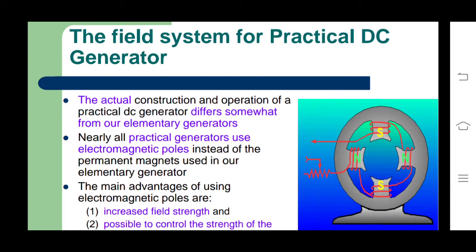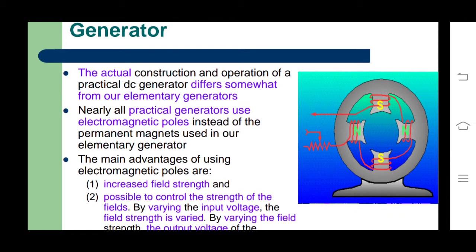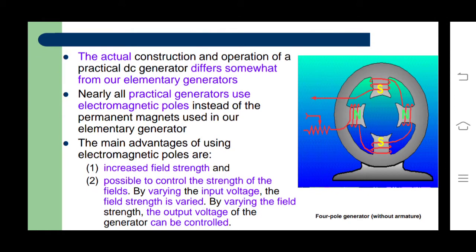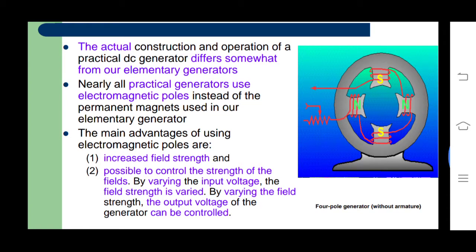The actual construction and operation of a practical DC generator differs somewhat from our elementary generators. Nearly all practical generators use electromagnetic poles instead of permanent magnets. If you use permanent magnet material, we cannot control the flux, but with electromagnets we can control the flux. Permanent magnets were used in our elementary generators.